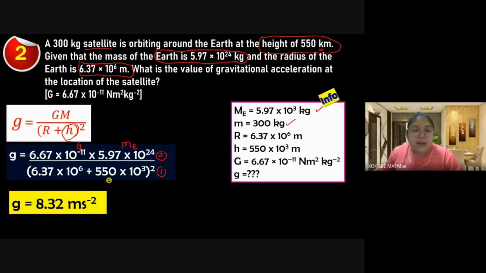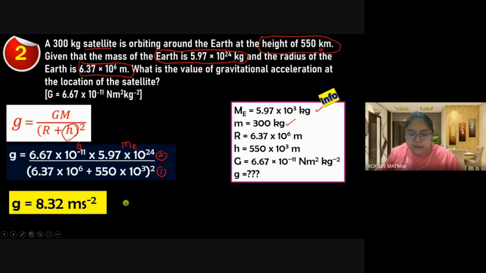So from here, I get 8.32. So that means now the satellite's height is 550 kilometers from the Earth. You see the gravitational acceleration drops, becomes 8.32. Our Earth surface is 9.81. Now the satellite, when it just launched far away from the Earth, the gravitational pull, the acceleration, becomes less.